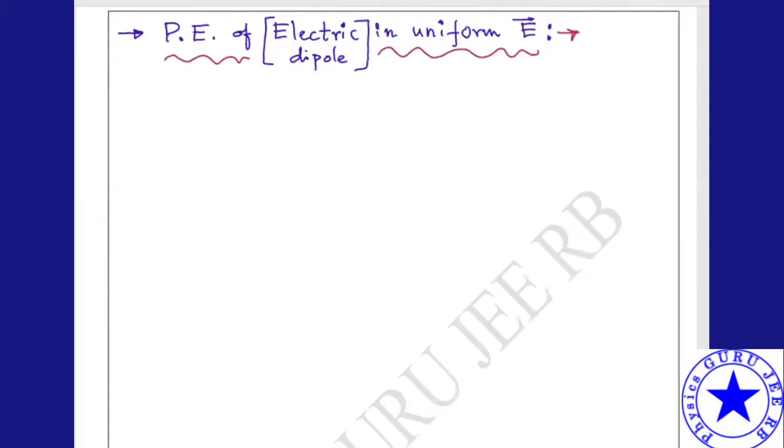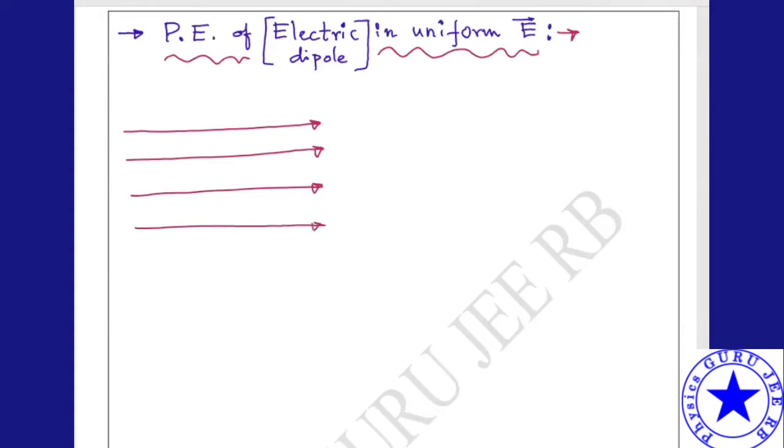Potential energy. First, again, same thing. What is an electric dipole in a uniform electric field? You know that. Now, first I'll draw the uniform electric field. So from positive to negative, uniform electric field.